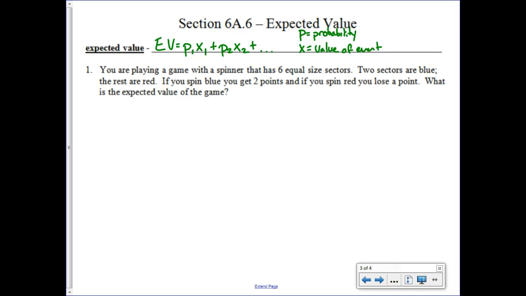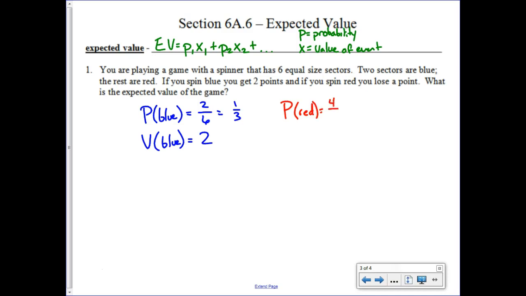Okay, so it says 2 sectors are blue. So the probability of blue would be 2 over 6, or 1/3. The value of blue is 2 points. We get 2 points. The probability of red then is 4 over 6, or 2/3. And the value of red is that we lose 1 point.